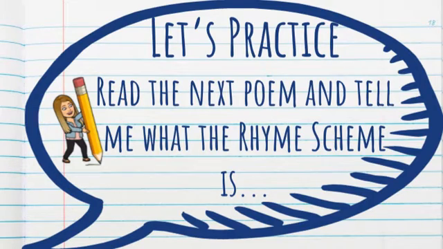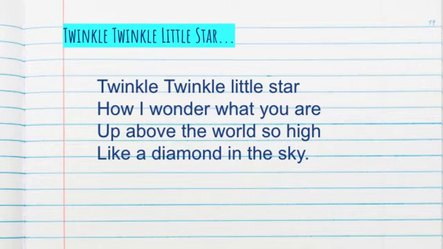I'm going to read the next poem, and I want you to tell me what rhyme scheme is being used. Twinkle, twinkle, little star, how I wonder what you are. Up above the world so high, like a diamond in the sky. So we have star, are, high, and sky. What is the rhyme scheme?